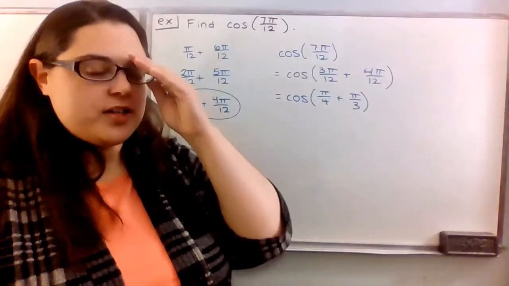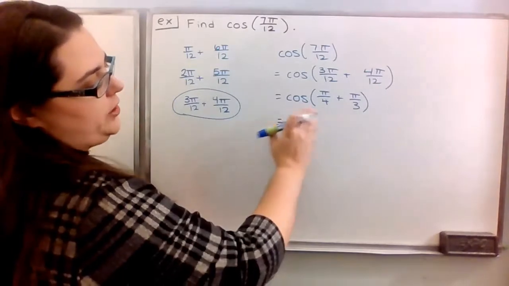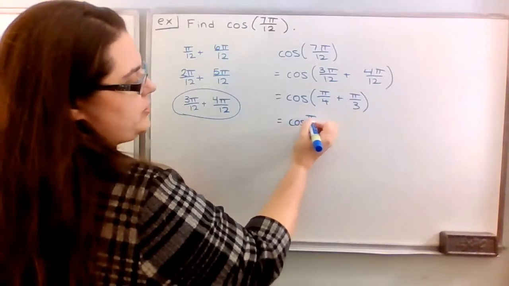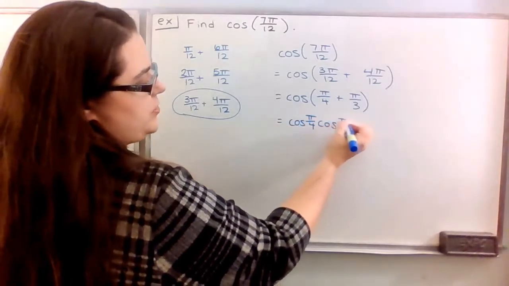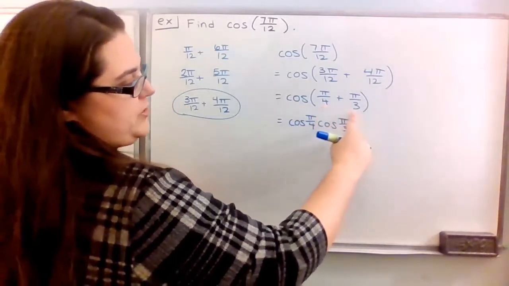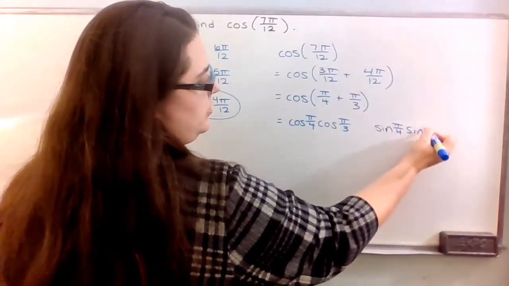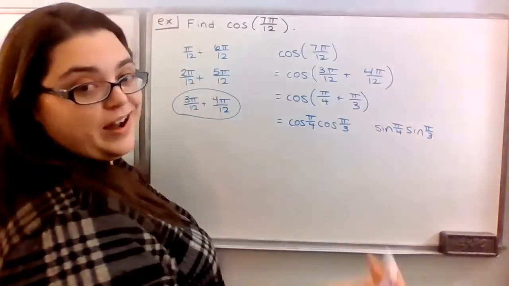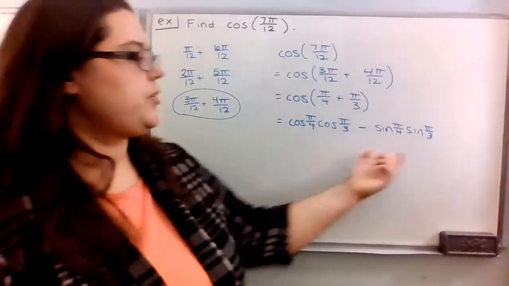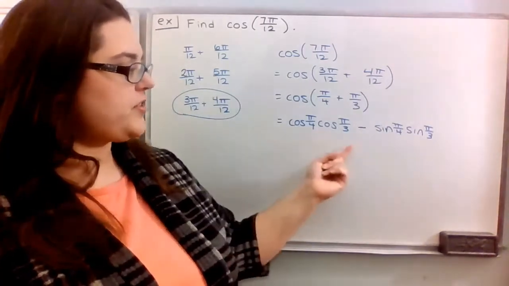So for cosine, cosine was cos, cosine, sine, opposite. So when we say cos, cos, we're going to mean cosine of the first angle, cosine of the second angle. So cosine of pi fourths, cosine of pi thirds. So our cos, cos. Then we have sine, sine. So sine of pi fourths, sine of pi thirds. And then opposite. So because this is a plus, we're going to have a minus. So this is our cos, cos, sine, sine, opposite.